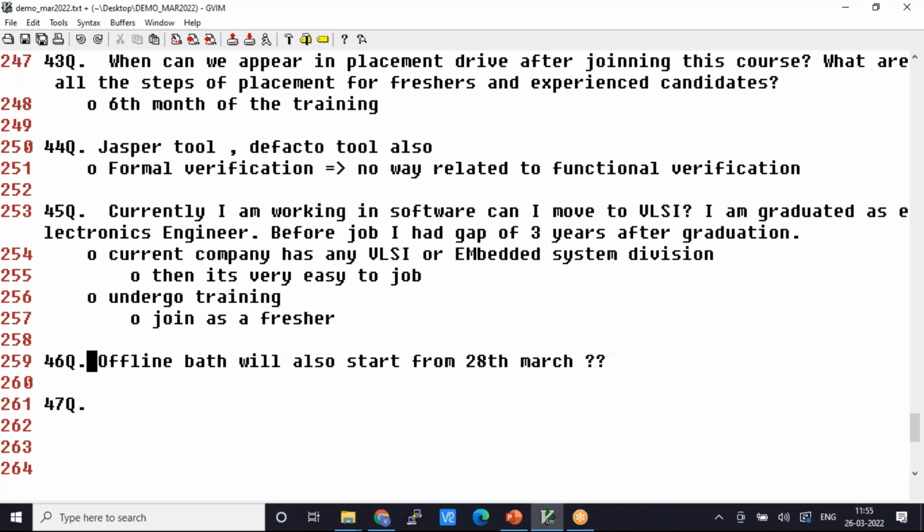Okay, thank you. Now, the offline batch will also start from 28th March. Basically, how it works is both offline and online training happen parallelly. Students are sitting in the classroom and there are students online. Both batches will run in parallel. Even now, there are students in the offline classroom attending the training in the classroom.